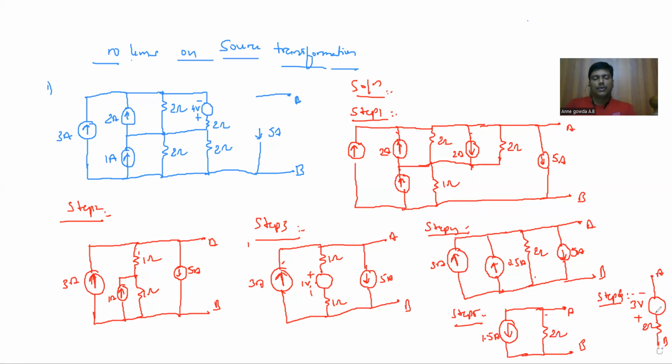So this is how we can do problems on source transformation. Given any complicated network, we analyze the network, and we can convert that complex network into a simple one by converting a current source into a voltage source and an equivalent voltage source into a current source.